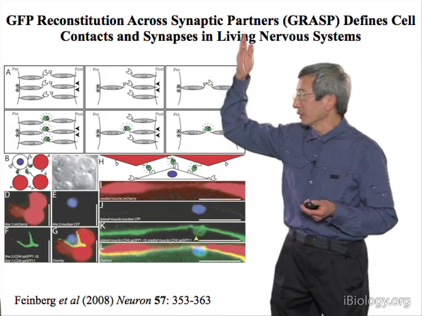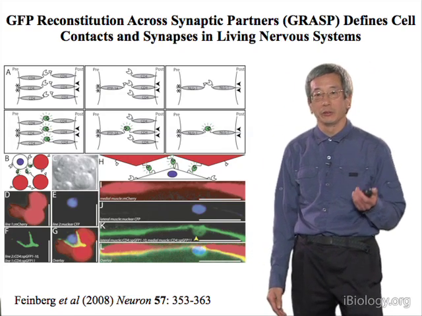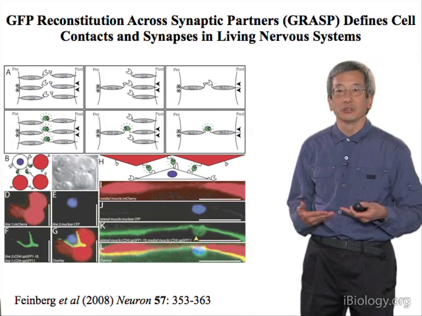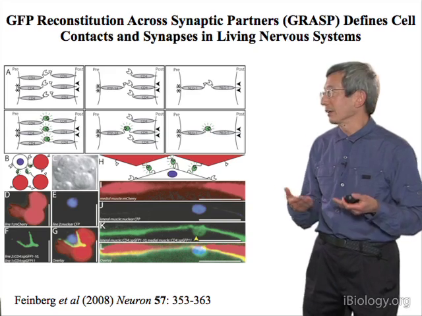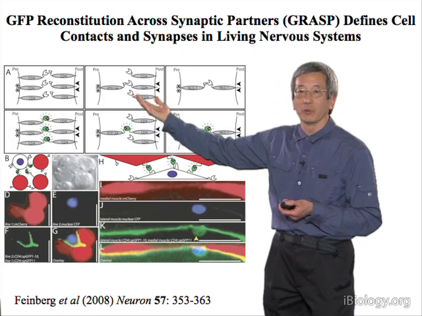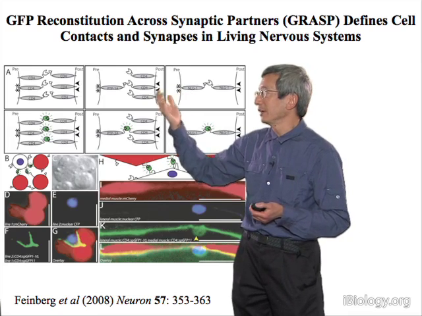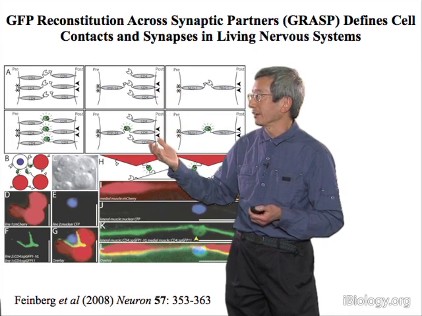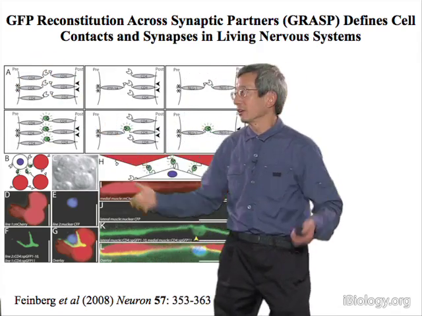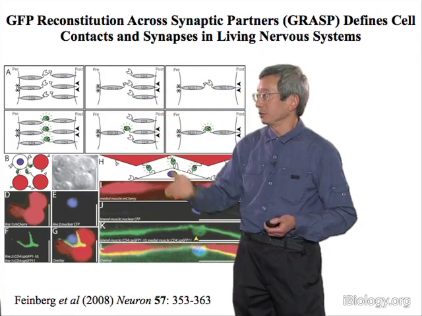And there's a very clever application called GRASP, for looking at when a pre- and postsynaptic neuron get close enough to form a synapse. The way you do it is that you express one half of the protein, the first fragment, on the presynaptic cell and the complementary fragment on the postsynaptic cell. If they're not close enough to reach across the gap, you get no fluorescence. But when they finally do reach across the gap, then you generate fluorescence.